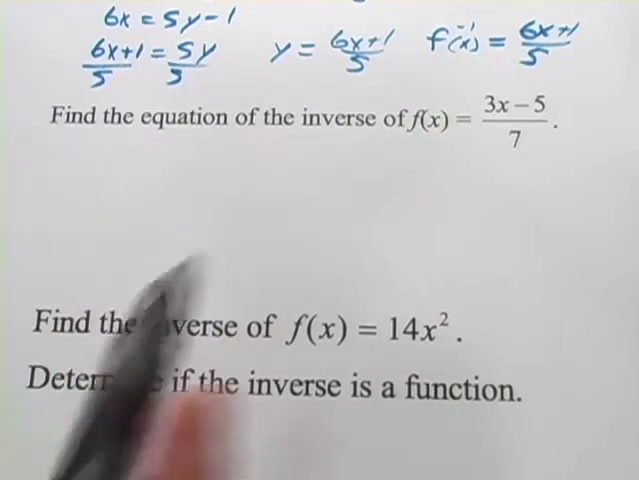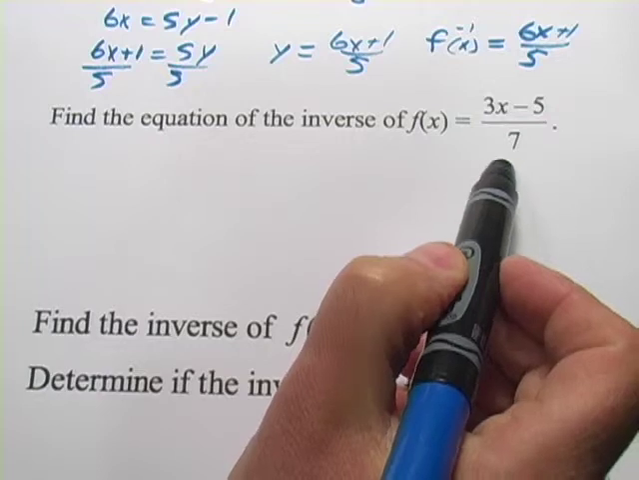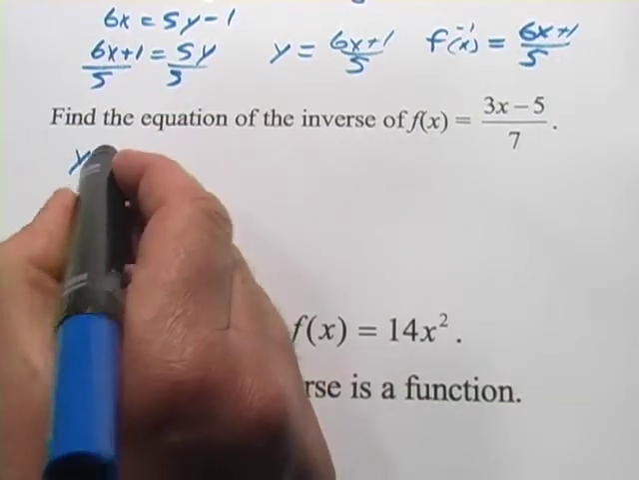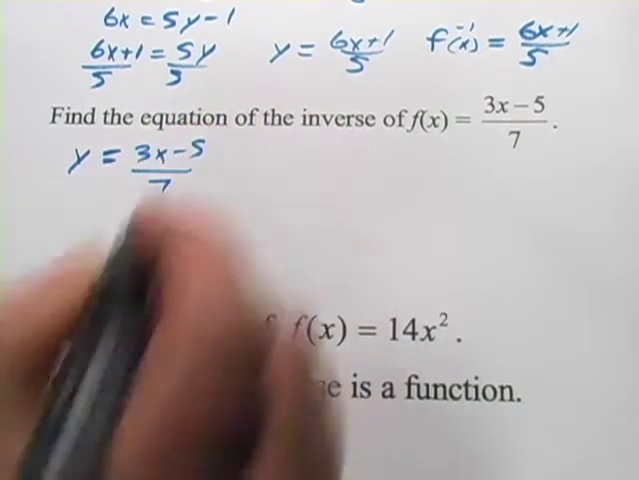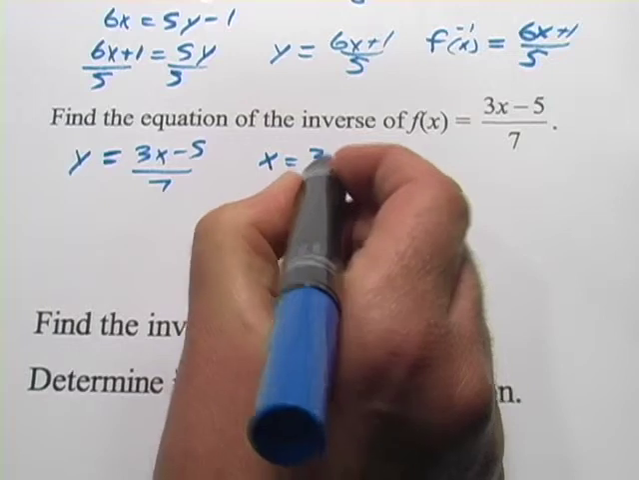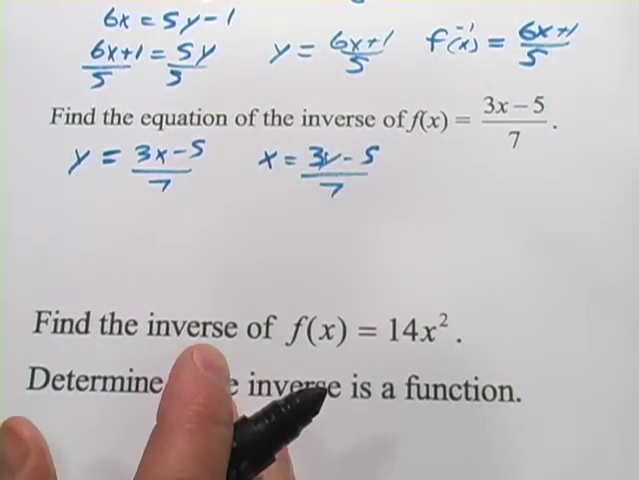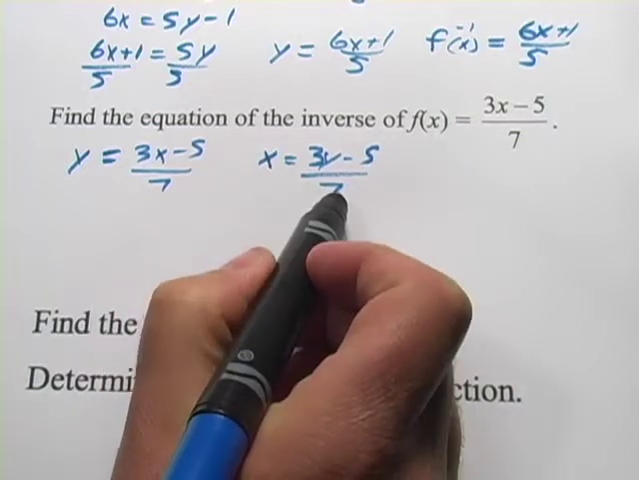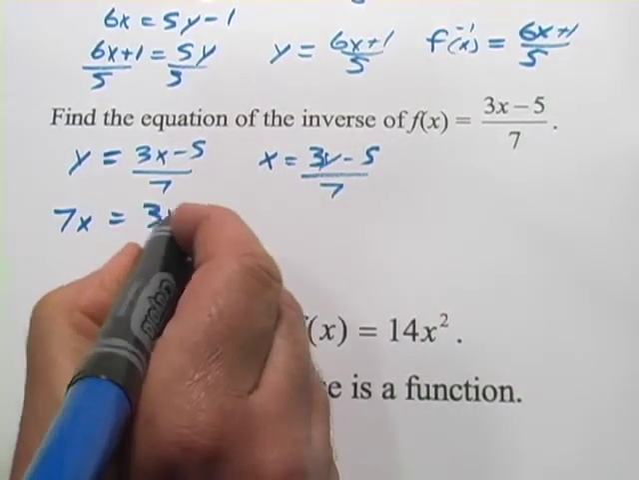Let's try another one. So find the equation of the inverse of f of x equals (3x minus 5) over 7. So I'm going to do the same thing. Y instead of f of x equals (3x minus 5) divided by 7. Then pull the old switcheroo. X equals (3y minus 5) over 7. Now solve for y. So I'm going to multiply both sides by 7. I get 7x equals 3y minus 5.